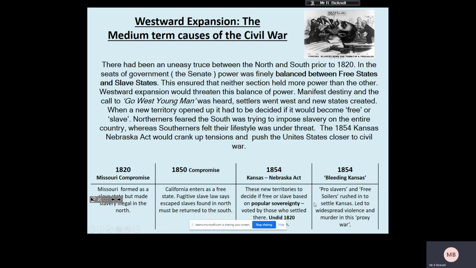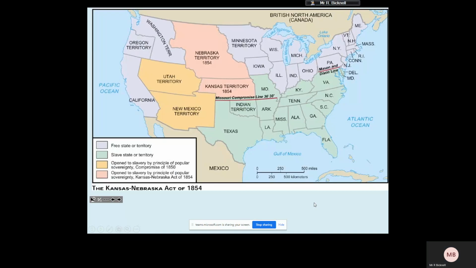Now, let's have a look at my map. It's great. There it is. Who wanted to join the Union as a slave state? Missouri. Missouri wanted to join as a slave state. There's Missouri just there, and the O just above the red line in the middle.